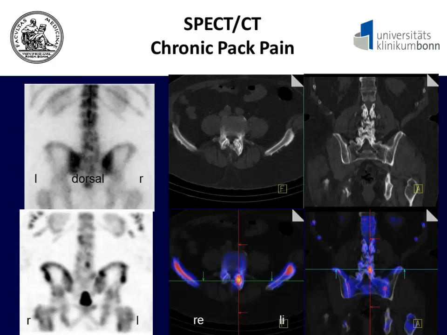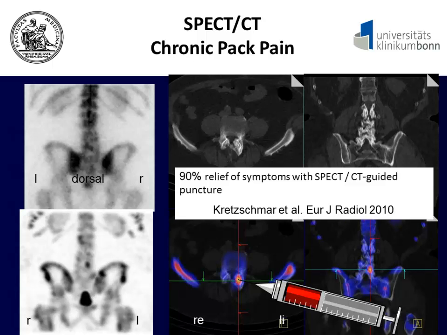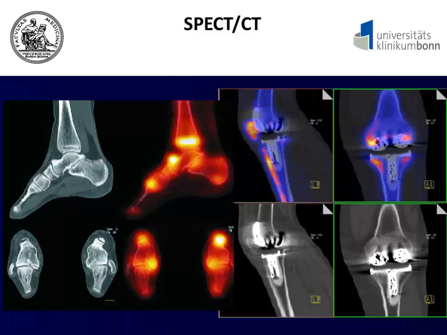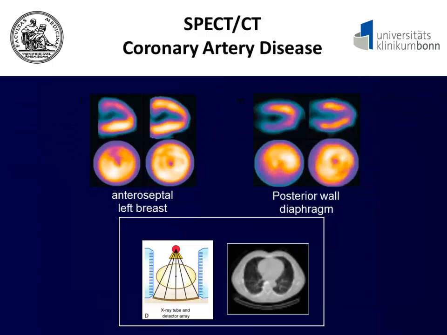And also for chronic back pain, you see a lot of patients have degenerative changes in facet joints, but only some of these degenerative changes are active in bone scintigraphy. You can find them and localize them with a SPECT CT and also treat them very precisely. And also you can use bone SPECT CT for foot, hand, and prosthesis. For coronary artery disease it is also important.